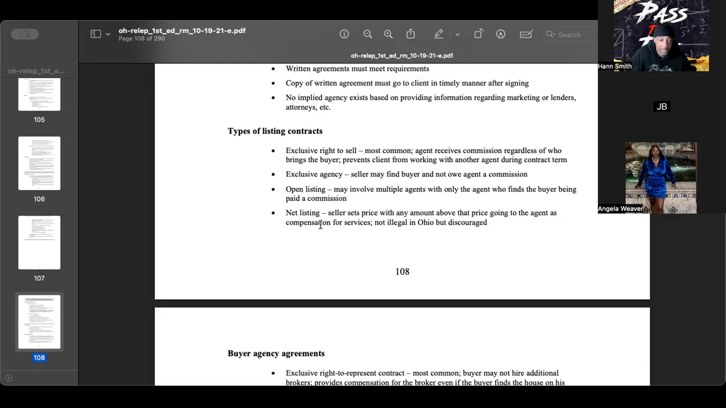And then net listings. Sellers set the price. Seller sets a price, with any amount above that price going to the agent as compensation for services. Not illegal in Ohio, but it's discouraged because it violates the fiduciary duties. So those are your listing contracts.